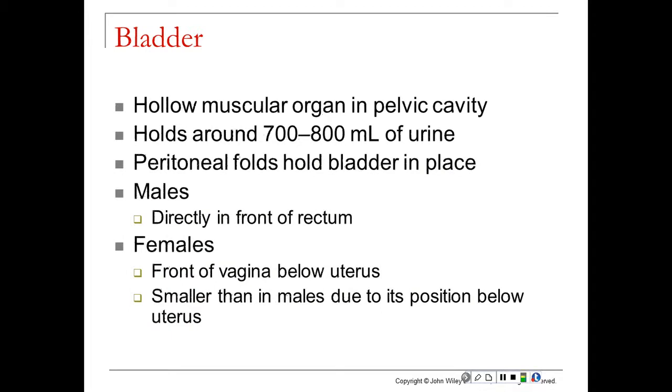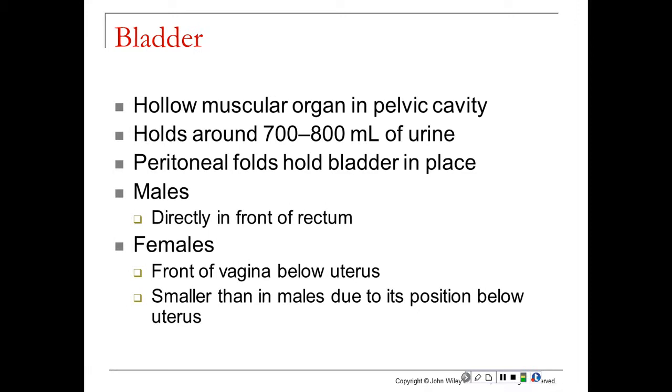So let's talk about the bladder, another urinary system structure. It's a hollow muscular organ that can hold up to 800 milliliters, almost an entire liter of urine. And again, that's going to vary from individual to individual. There are special folds within the peritoneum to hold that bladder in place.